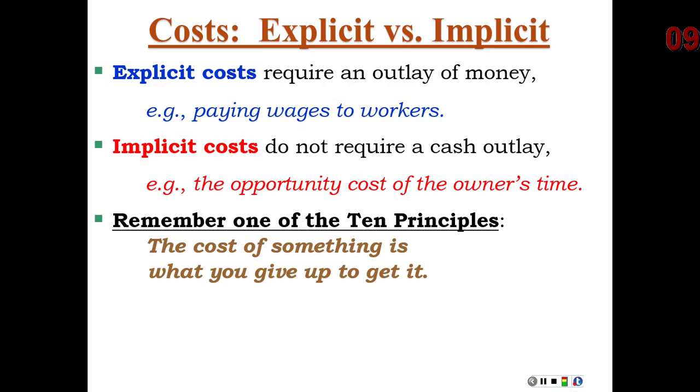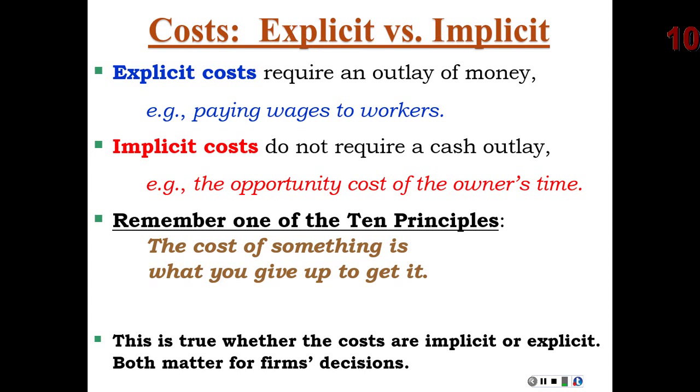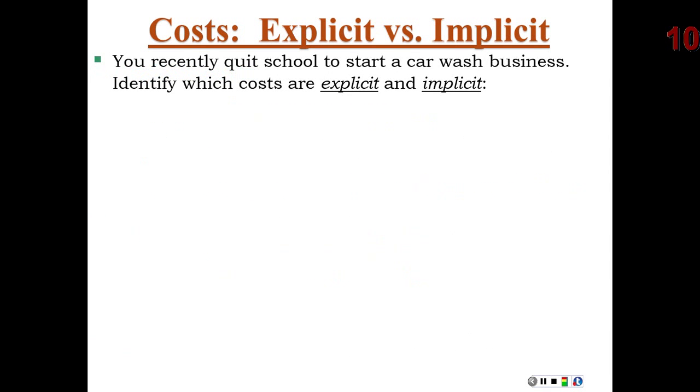Okay, and the reason we do this is because, remember, one of the 10 principles of economics, the cost of something is whatever you give up to get it, not just monetary outlays, not just cash flow, but whatever resource you expend to get something. If you quit your job as a professor to start a car wash business, you are reallocating your time, and the economist is going to try to calculate basically the costs and benefits of that decision. Okay. So let's just say you recently quit school to start a car wash business. Identify which costs are explicit and which are implicit, right?